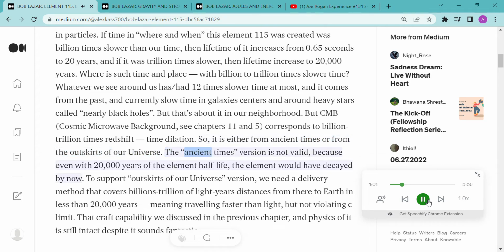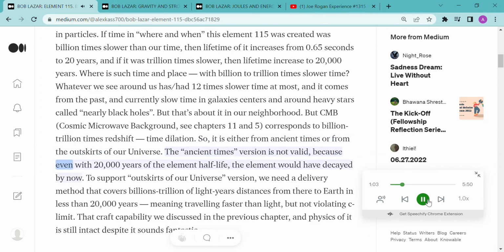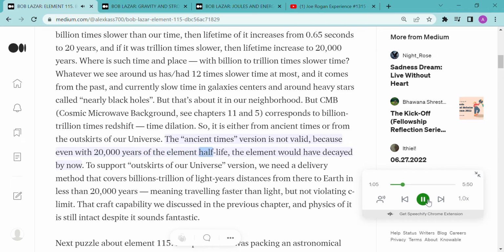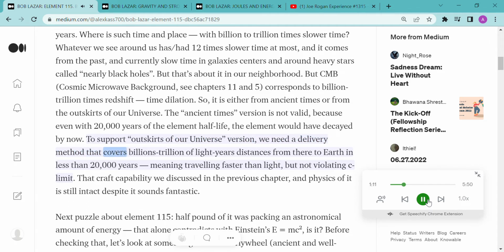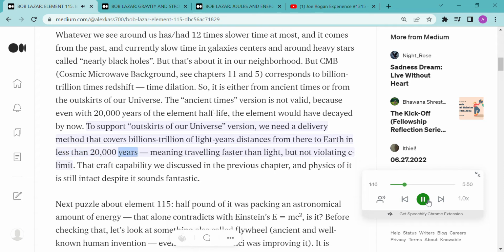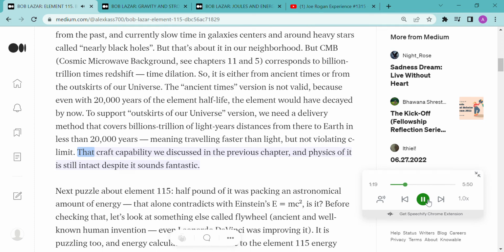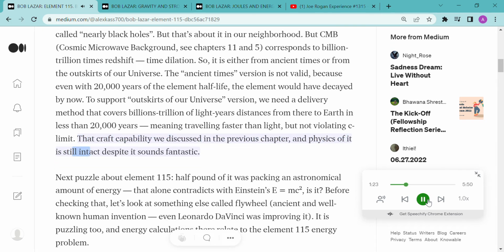The ancient times version is not valid, because even with 20,000 years of the element half-life, the element would have decayed by now. To support the outskirts of our universe version, we need a delivery method that covers billions of trillions of light-years distances from there to Earth in less than 20,000 years, meaning traveling faster than light, but not violating the C limit. That craft capability we discussed in the previous chapter, and the physics of it is still intact despite it sounding fantastic.